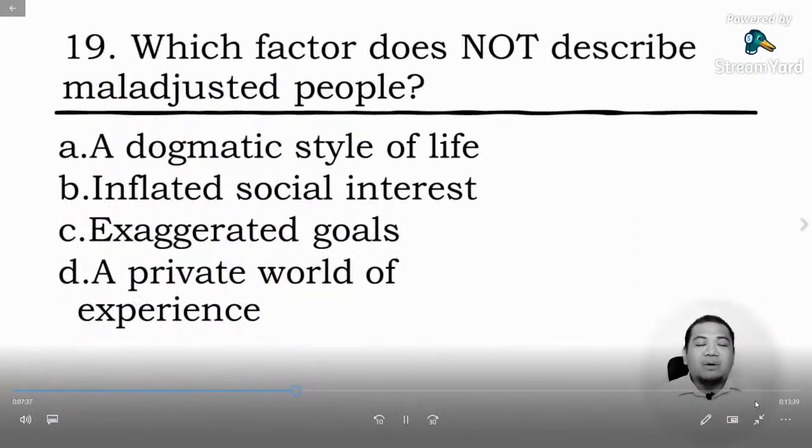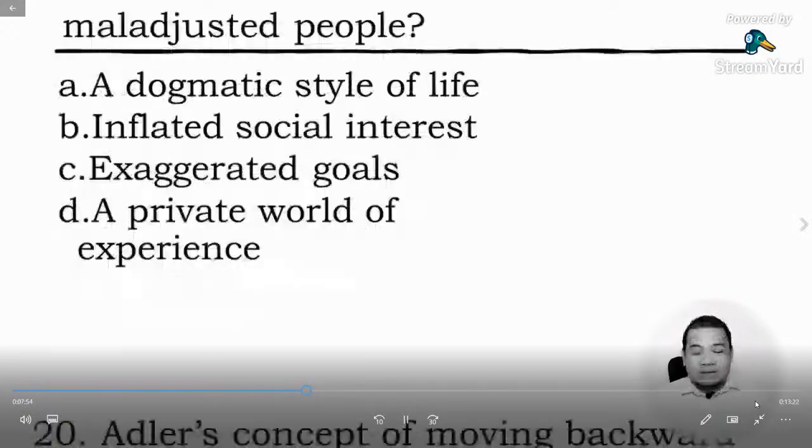Number 19. Which factor does not describe maladjusted people? A. A dogmatic style of life. B. An inflated social interest. C. An exaggerated goal. And D. A private world of experience.